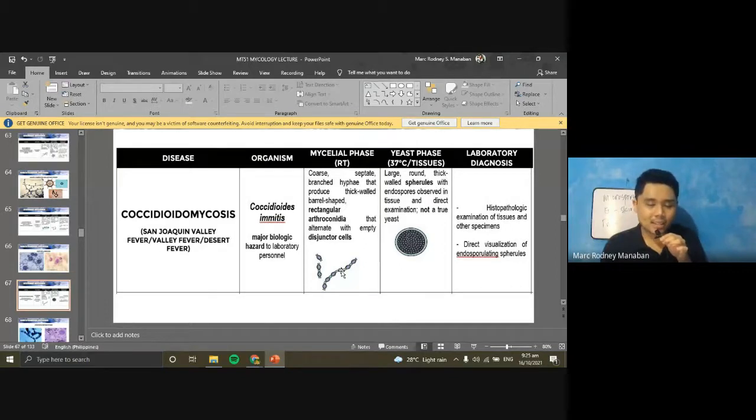Now for the mycelial phase, its very important characteristic is arthroconidia, with disjunctor cells, and its yeast phase is the spherules. Inside the spherules are the endospores. Now for lab diagnosis, you have histopathologic examination of tissues and direct visualization of the spherules. So inside the spherules are the spores. The spherule is a sac that contains the spores.